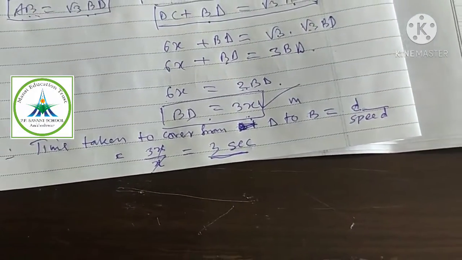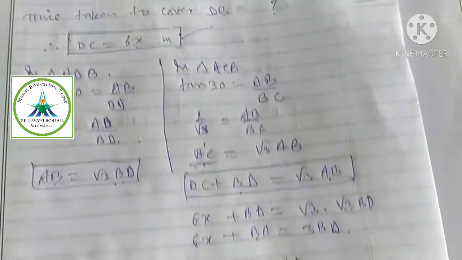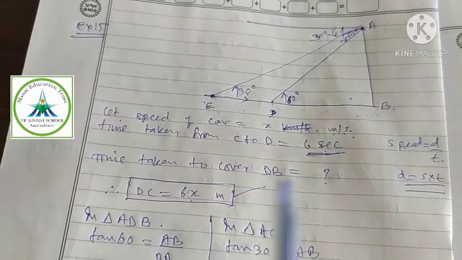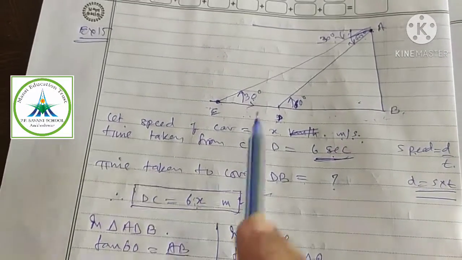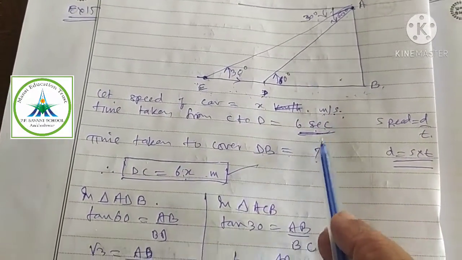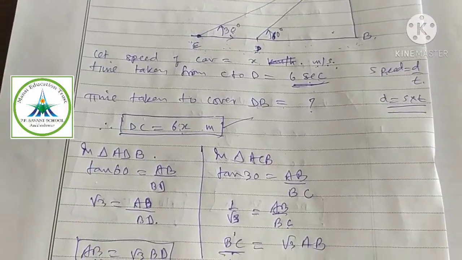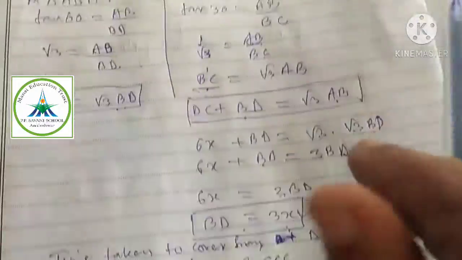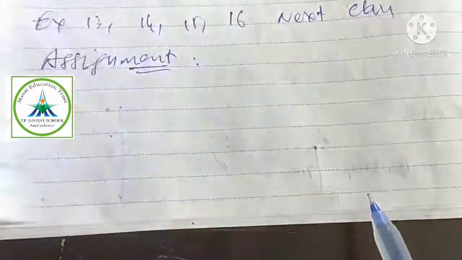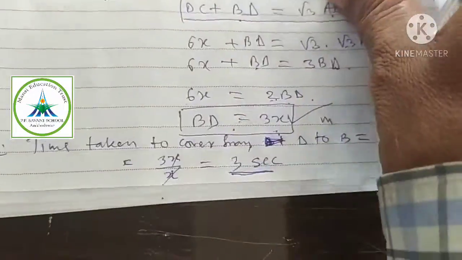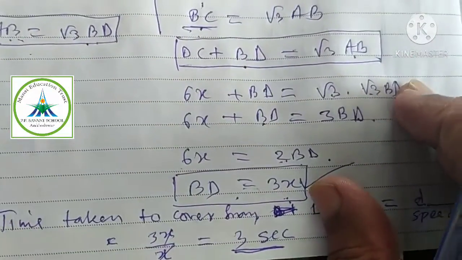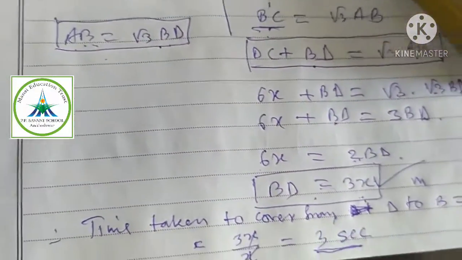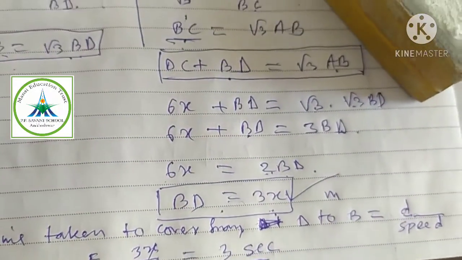Clear? Okay, students? Fine. Friends, please watch the video 2 times. Draw the diagram properly. Find out DC, which is already given. Assumption is very important. Now take both triangles and get BD in terms of x, so that you can find the time taken to cover the distance from D to B. Fine. Now students, in the next video we will take one more example. See you.